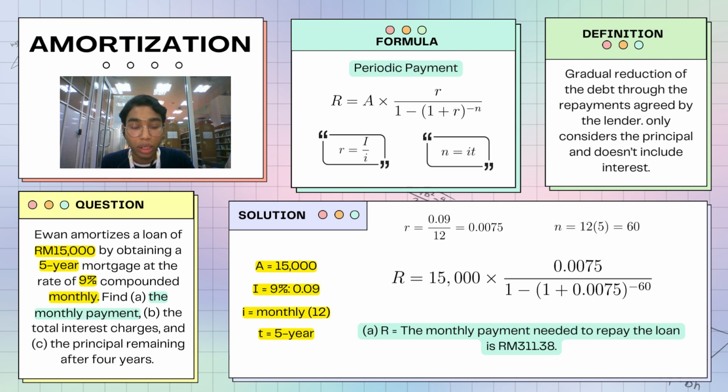We can write it as 50,000 times 0.0075 over 1 minus (1 plus 0.0075) to the power of negative 60. And the answer we get is that the monthly payment needed to repay the loan is RM311.38.